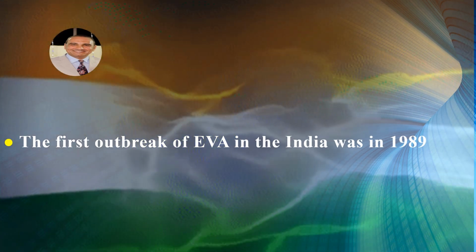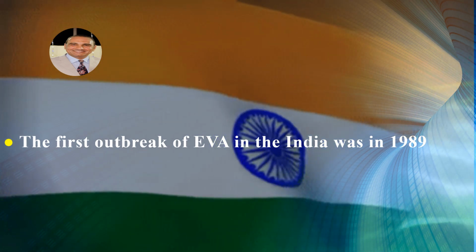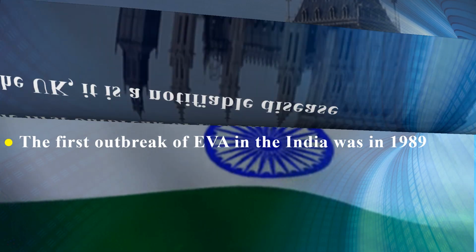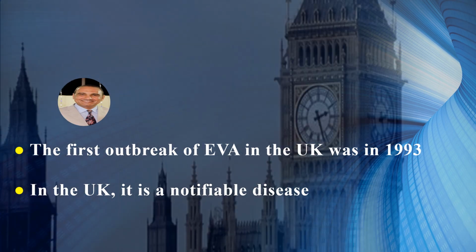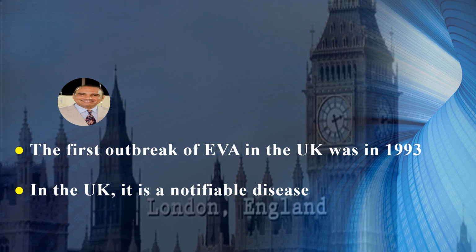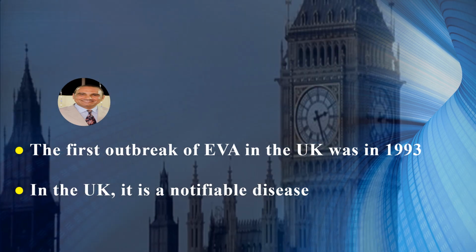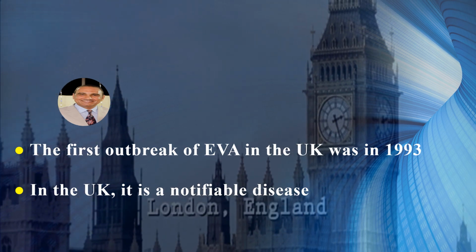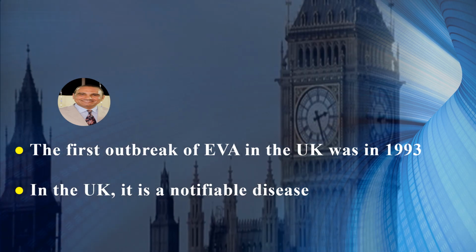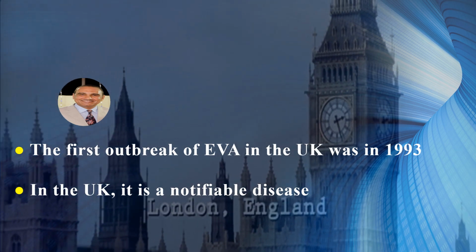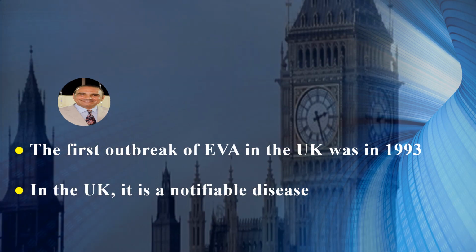The first outbreak of equine viral arthritis reported in India was in 1989. The first outbreak of equine viral arthritis in the United Kingdom was reported in 1993, and the outbreak affected 6 premises and around 100 horses were infected. Further spread of the virus was prevented by movement restriction. In the United Kingdom, equine viral arthritis is a notifiable disease.